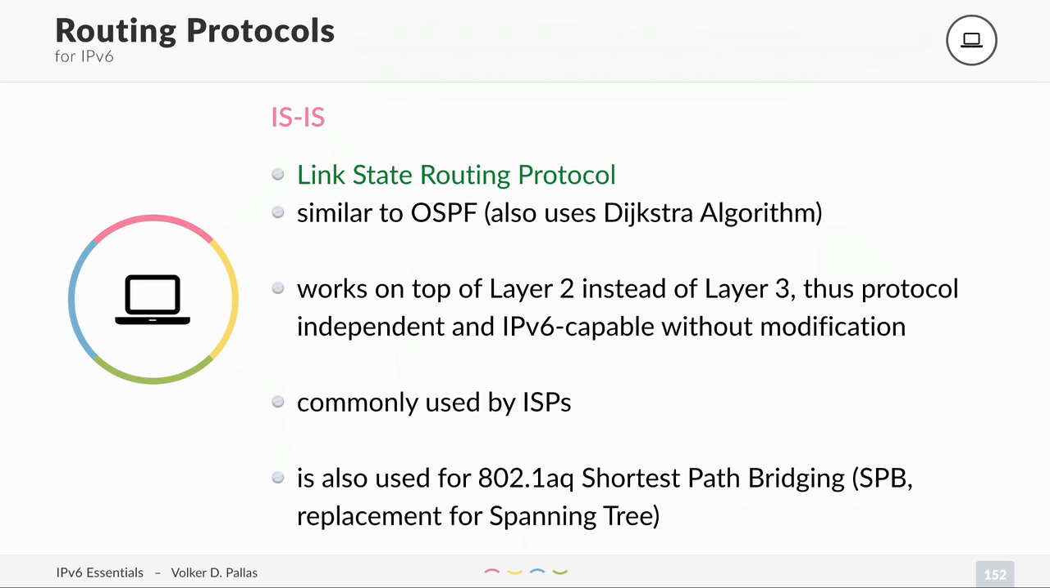The last routing protocol we're looking at is ISIS. It's also a link state routing protocol. It's very similar to OSPF because it uses the same Dijkstra algorithm, and it works on top of layer 2 instead of layer 3 as compared to the other protocols, and is thus protocol independent and was IPv6 capable without any modification. ISIS is commonly used with ISPs and also used with shortest path bridging, a new replacement for spanning tree. We will also not go into detail. ISIS has supported IPv6 ever since, there was no modification necessary because it does not run on layer 3.